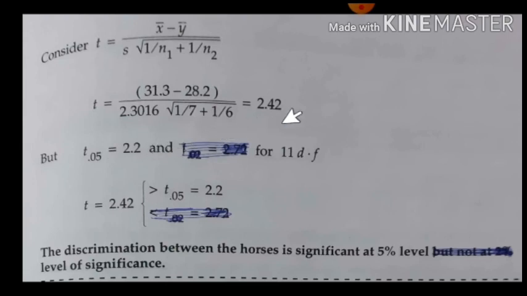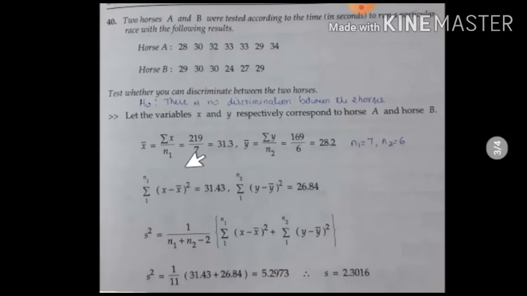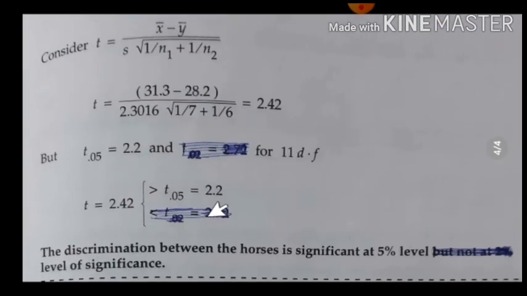So the calculated value is greater than the table value. Hence we need to reject the hypothesis. So reject the hypothesis. What is the hypothesis we have written? There is no discrimination between the two horses. So when we reject the hypothesis, what is the conclusion? We need to write down that there is a discrimination between the two horses. So the discrimination between the two horses is significant at 5% level of significance.